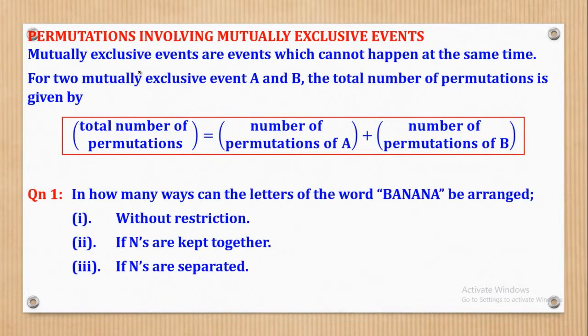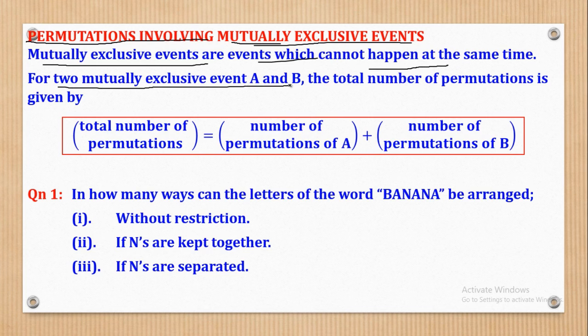Now there has been permutation involving restrictions, but now we shall go to permutations involving mutually exclusive events. The ones with restrictions, you have been only dealing with when they are seated next to each other or grouped together. But now mutually exclusive involves when they are separated. For example, mutually exclusive events are events which cannot happen at the same time. For 2 mutually exclusive events A and B, the total number of permutations is given by this formula. Total permutation is equal to number of permutations of A plus number of permutations of B.